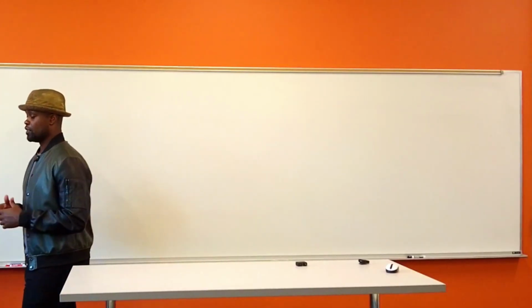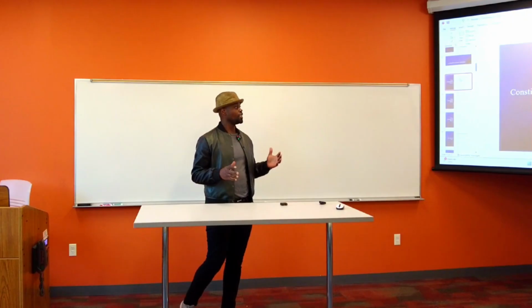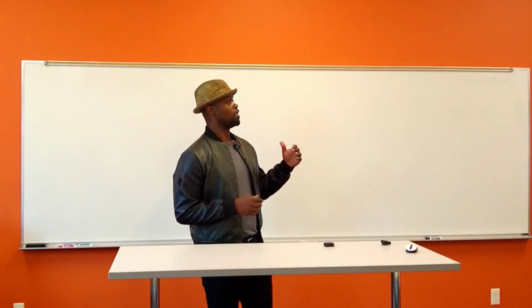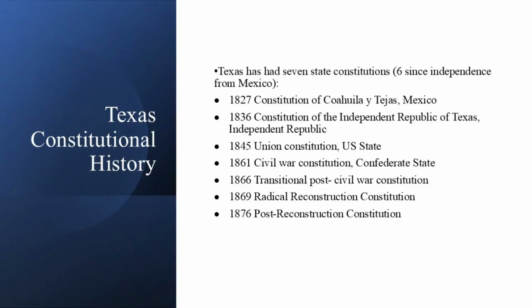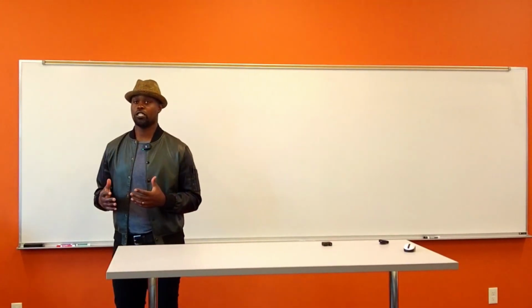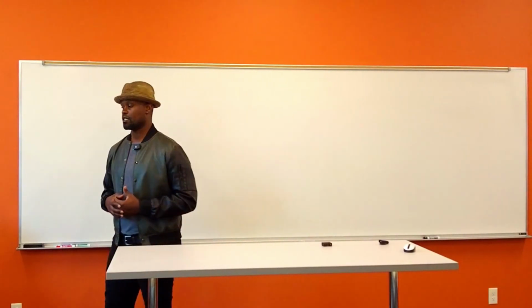We're going to learn about the constitutions of Texas, and really I want to talk about 7 of them in particular. The 1827 Constitution, which is the Mexican Constitution, the Constitution of the Independent Republic of Texas, 36, the 45 Union Constitution, the Civil War Constitution, the 66 Constitution, Transitional Post-Civil War Constitution, the 69 Radical Reconstruction Constitution, and finally our current Post-Reconstruction Constitution. So we'll systematically go through every constitution with the goal of learning and extrapolating lessons on why Texas is Texas.